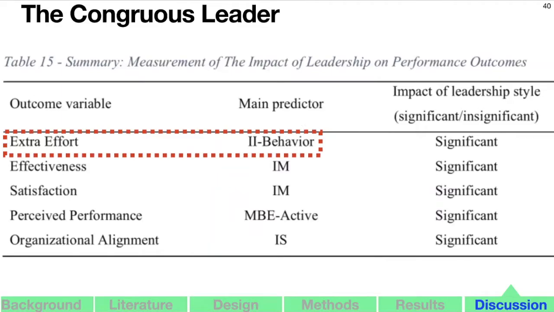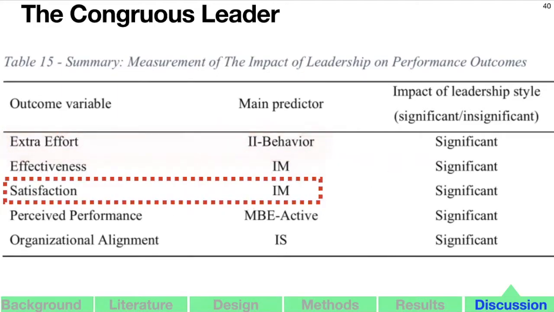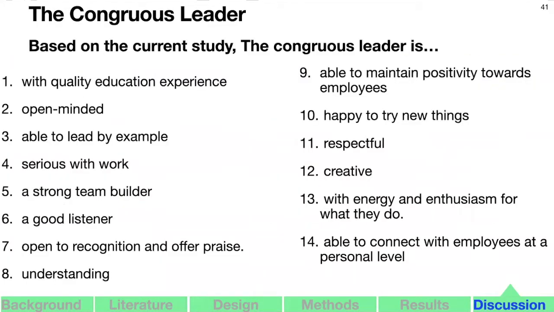For instance, if they want to increase extra effort in the organization, they could adopt II behavior. This is for the case of the sample organizations that were involved in the study. And if they want to improve satisfaction within the organization, they could adopt IM behaviors. So based on the qualitative study, these are some of the characteristics of the congruous leader in these organizations that I studied.